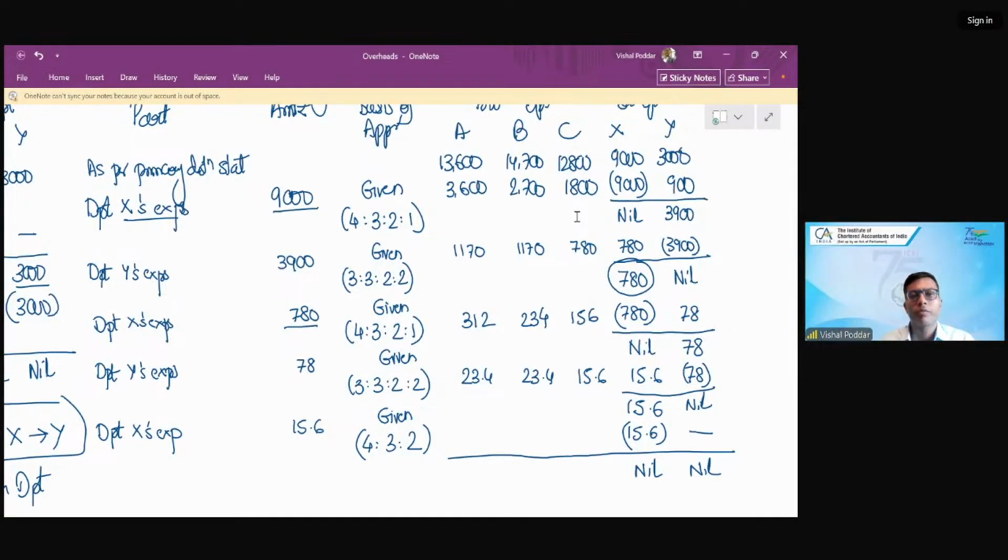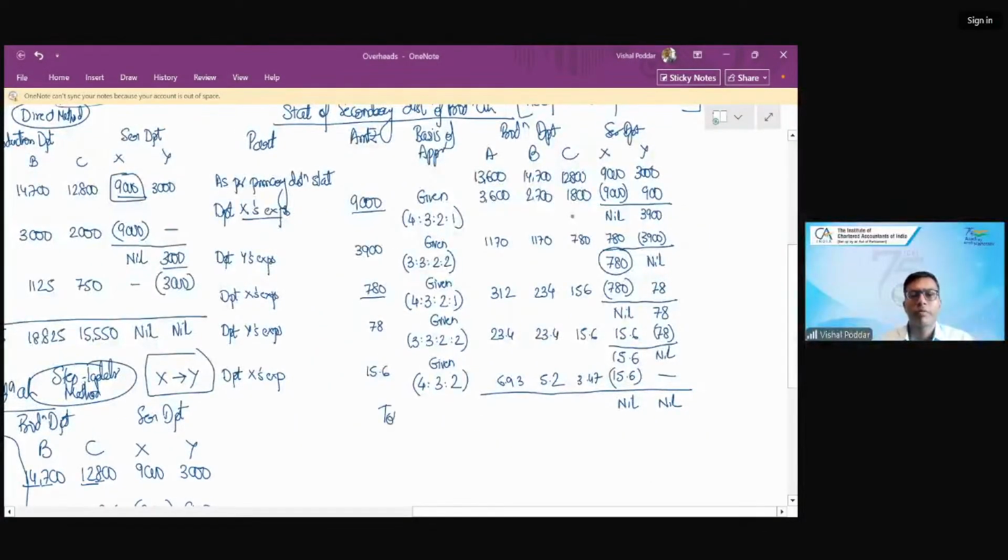Now, Riddhi has given me 6.93, 5.2, and 3.47. Students, you can definitely round this off. Instead of taking exact, you can round it off, and that is fine. Yes, very good, everyone. So this is how repeated distribution would be done. Correct? Now you'll make a total of A, B, C. So give me the totals A, B, C.